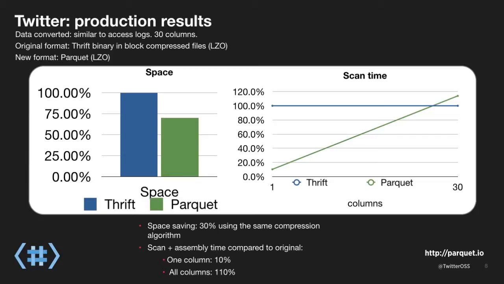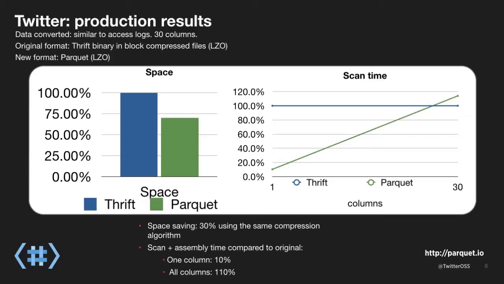And scan-wise, I kind of gave 2 extremes here. If you scan only one column out of those 30, it takes 10% of the time to scan just that because you scan a lot less data and it's a lot more efficient. In the other case, you are scanning everything. In the case where you scan all the 30 columns, which is a worst case scenario, here we're seeing an overhead of 10% in time, which is a reasonable trade-off.